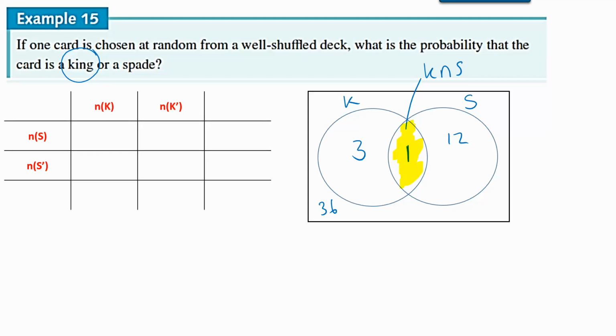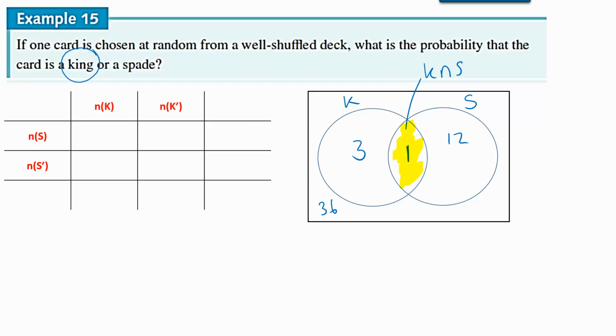That right here is exercise 9E. This is now 9E. So let's transfer this to a Venn diagram. Okay, so Venn diagram. Let's transfer it.